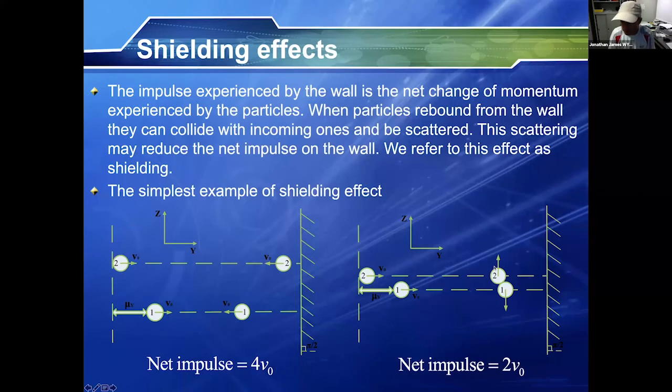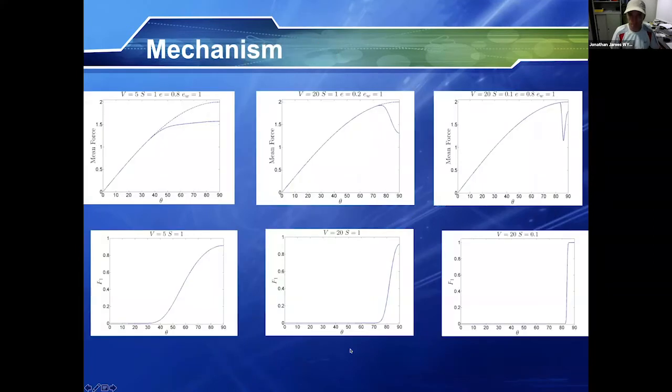I should say this is in the elastic case. So in that case, neither of those two particles will ever hit the wall again, and the total net impulse will be 2 times the mass times V. So you can see this shielding effect in its most extreme case can halve the net impulse on the wall.